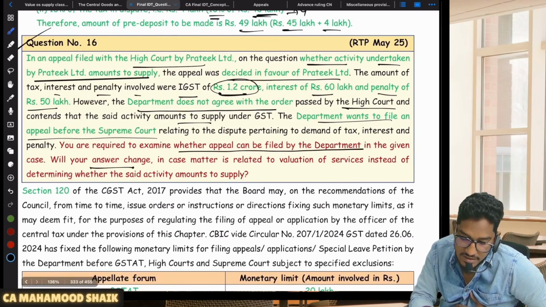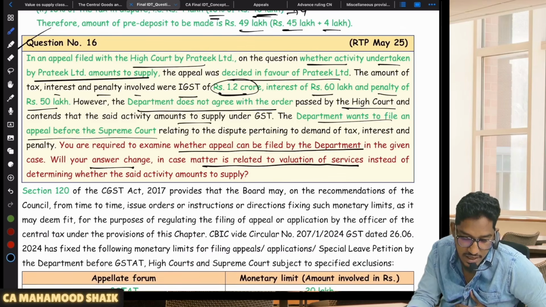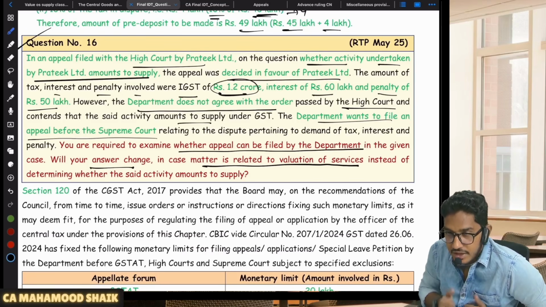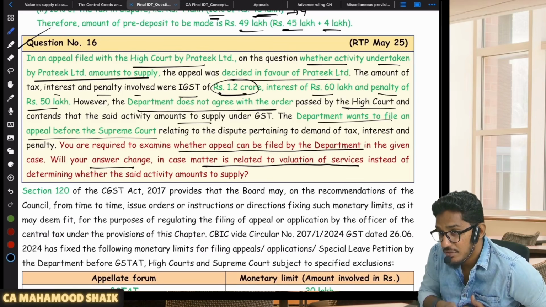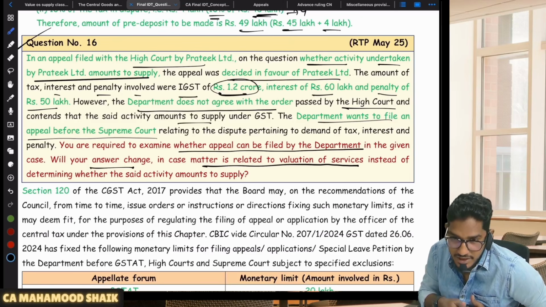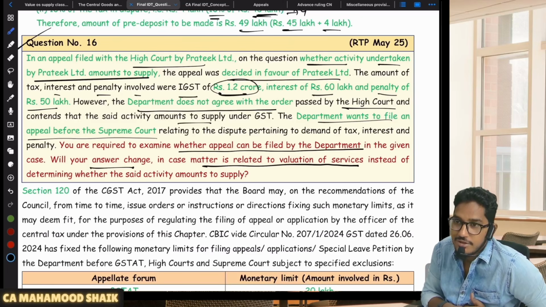Will your answer change in case the matter is related to valuation of services instead of determining whether the said activity amounts to supply? Can they go for appeal on valuation of services? See the exceptions when the monetary limit will not become applicable. When the monetary limit will not become applicable, see in the material, not in the question bank.